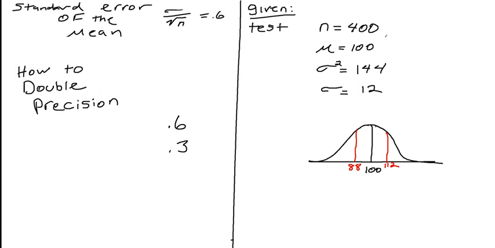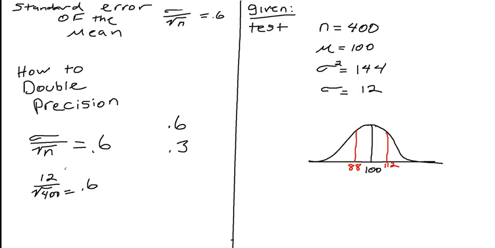It does involve our sample size right here. If you remember the exact equation, it is standard deviation over the square root of your population size equals what you're looking for, which in our case was 0.6. If we plug and play our numbers, we have 12 over the square root of 400 equals 0.6.